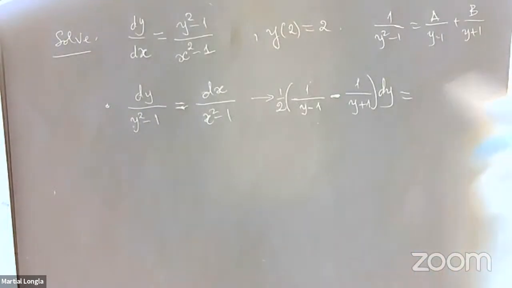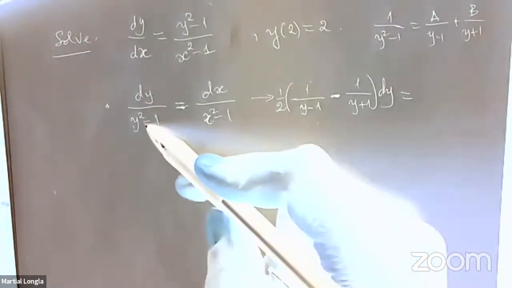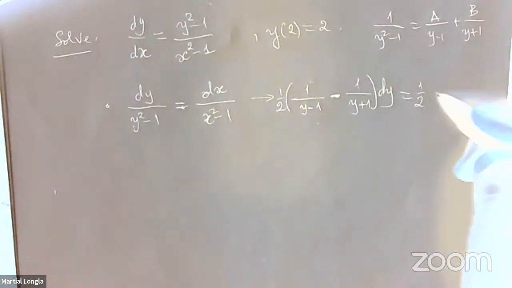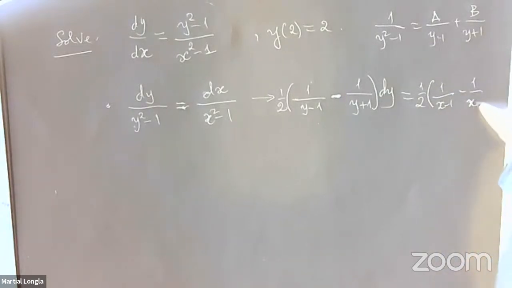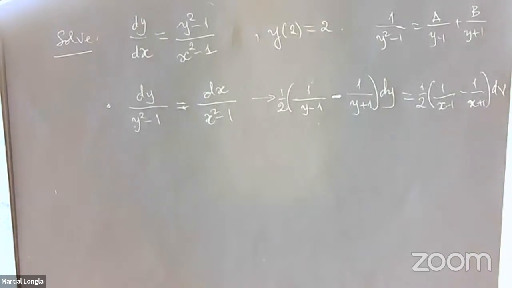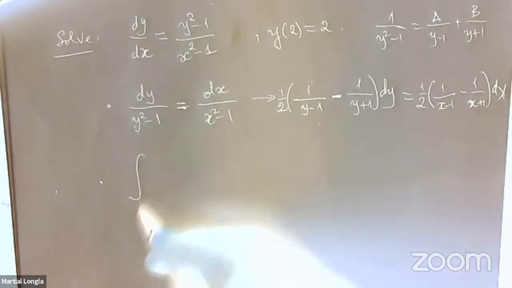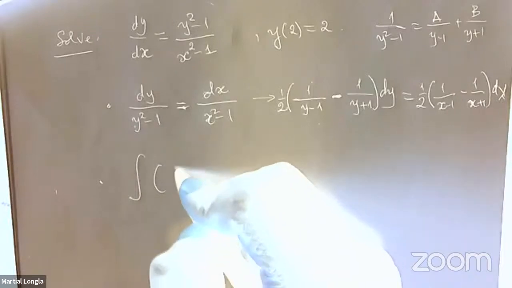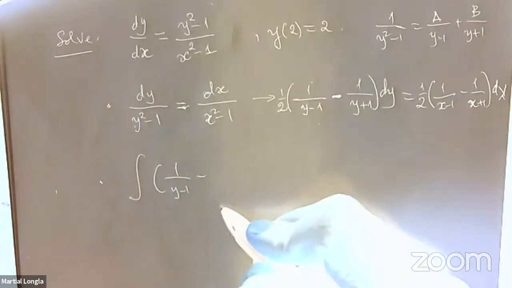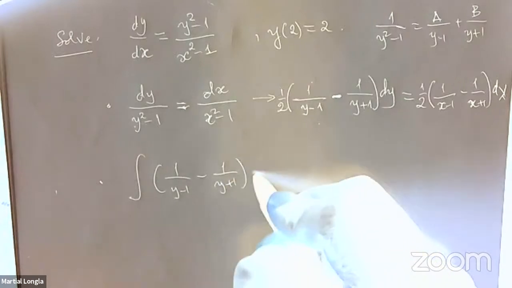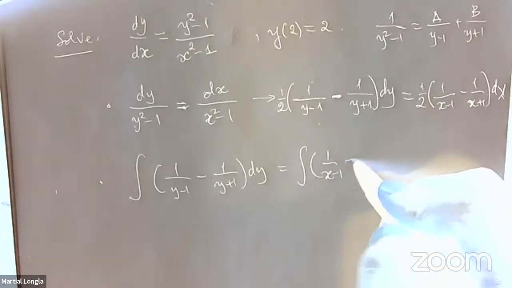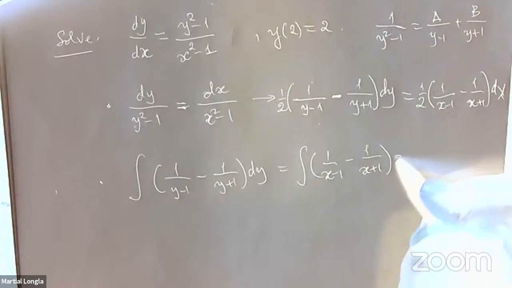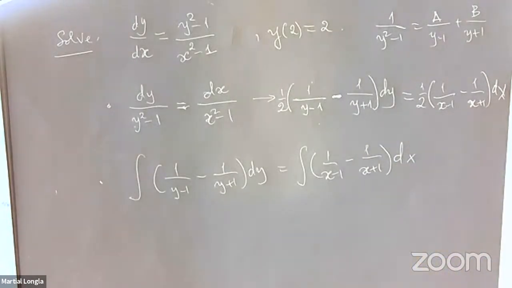And then the right-hand side is the same thing, right? Because it's x squared minus 1, just like y squared minus 1. So we can write this also as 1/2 times the integral of 1 over x minus 1 minus 1 over x plus 1 dx. Now the 1/2 we can cancel, and now we write down this is the integral of 1 over y minus 1 minus 1 over y plus 1 dy equals the integral of 1 over x minus 1 minus 1 over x plus 1 dx. And then you integrate both sides.